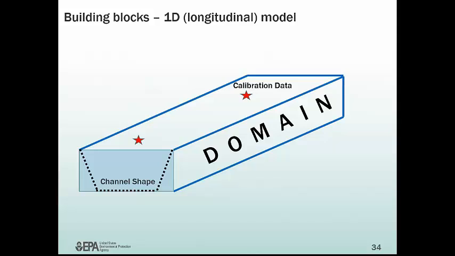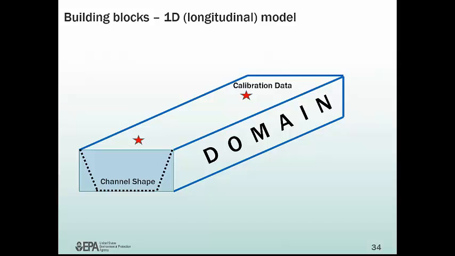Okay, I'm going to go through a series of diagrams that show the building blocks of a model. In this case, let's assume it's a one-dimensional longitudinal model. And say it's a river, for example. And it might be just a segment of a river. The first thing we need to do is define the area within which we're going to make predictions. Oftentimes we say we're going to build a model of, and when we say that, we're saying the model domain is going to be what? And so we define that area within which we're going to make predictions.